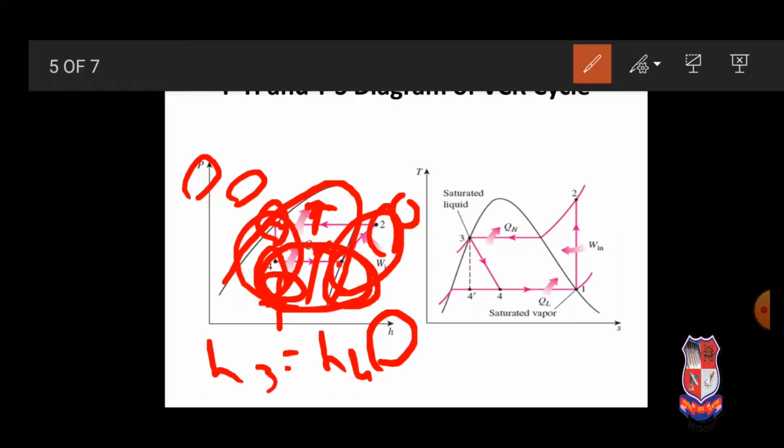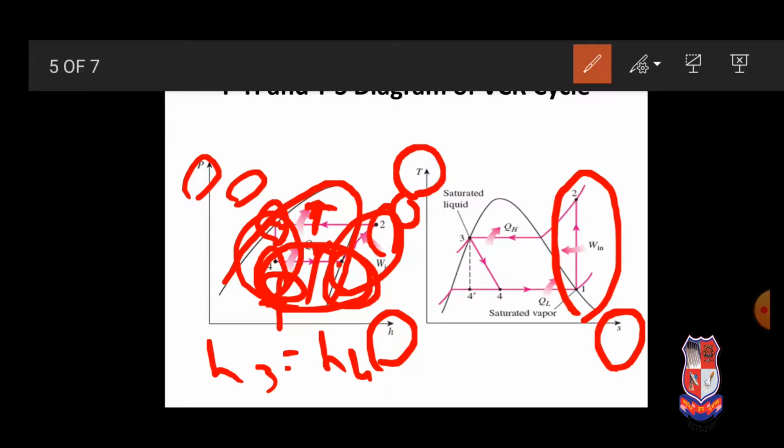Now we are going to discuss the temperature entropy diagram. First of all, you can see temperature on the vertical axis and entropy on the horizontal axis. Now you can see the 1 to 2 process. I already mentioned that 1 to 2 is the isentropic compression process. During the isentropic compression process, the saturated vapor is converted into superheated vapor.